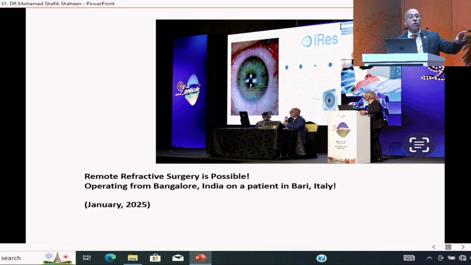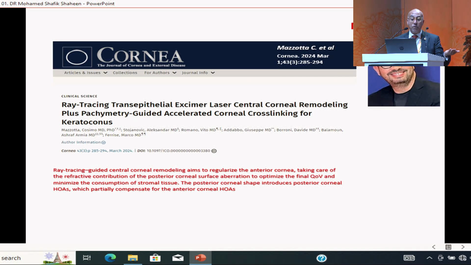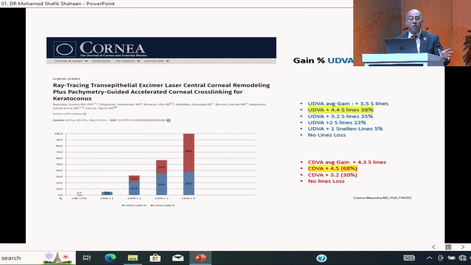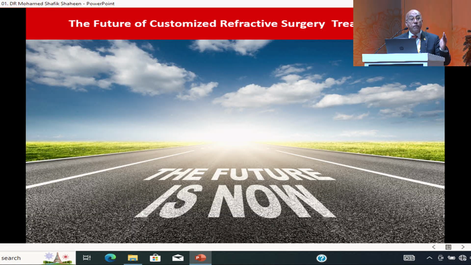And a couple of months ago, I performed surgery on the first patient from India, and the patient was sitting on the table in Italy, which again will have its future application. Our dear friend Cosimo Mazzotta published the first ray tracing guided ablation, a transepithelial one, for treating keratoconus with marvelous results, and the future is now.